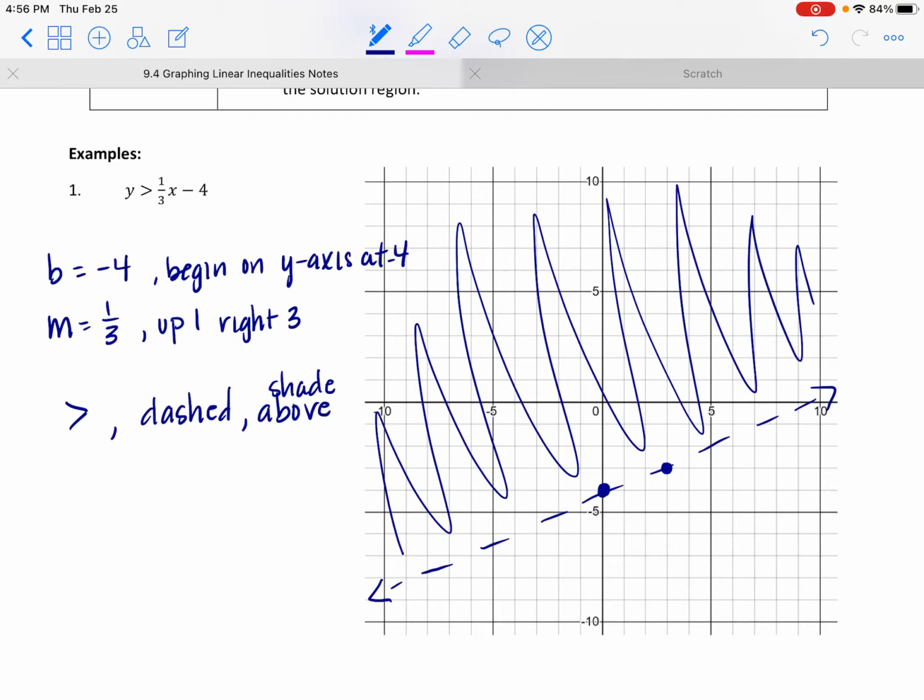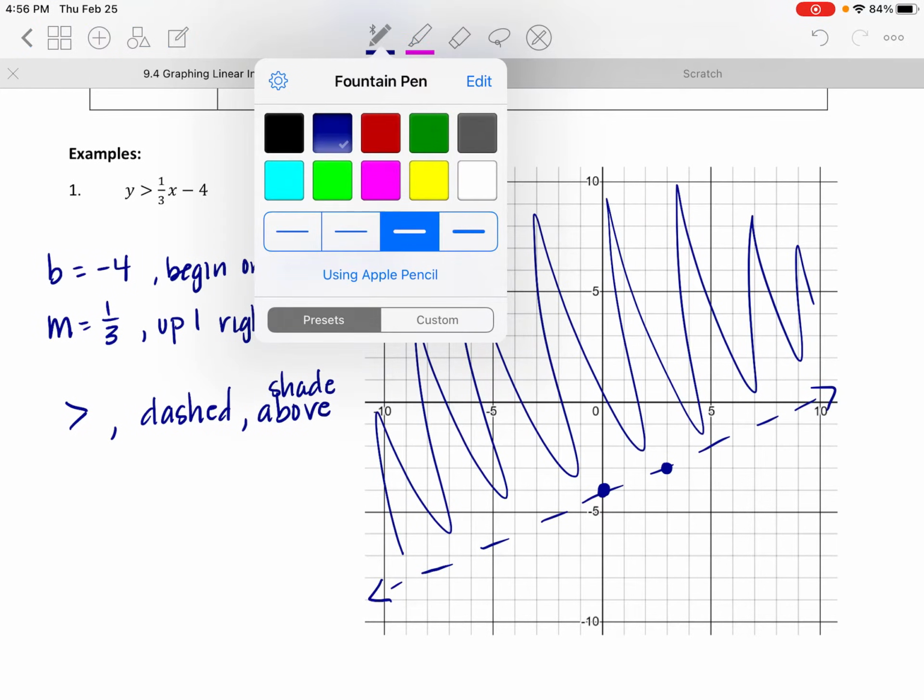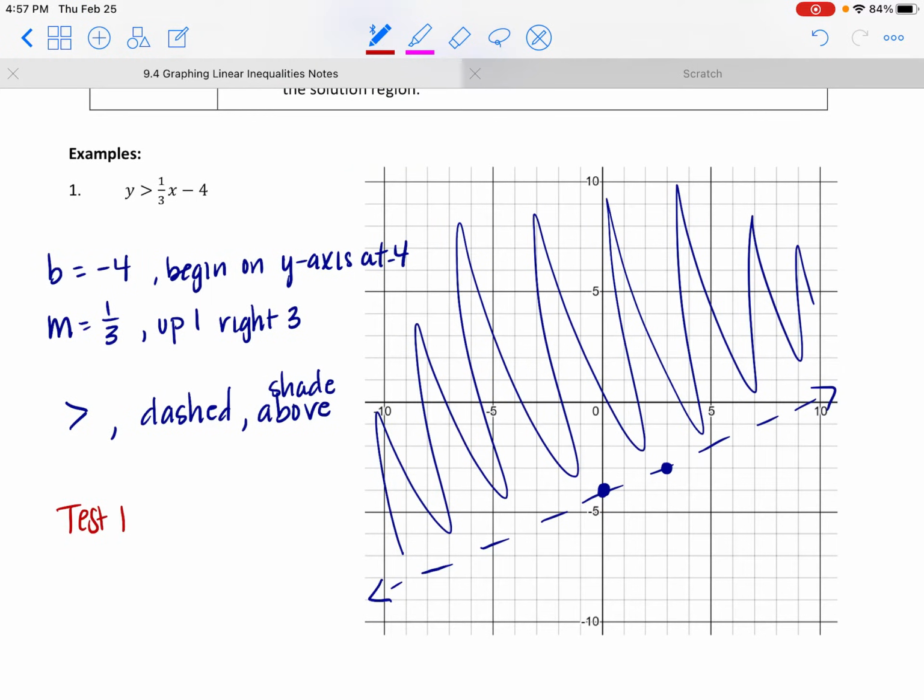So when we shade that, what we're saying is any point that's up there above that line is going to make that inequality true. So for instance, just so you can see this, I'm going to pick a test point in that region. Maybe I'm going to pick this point up here. It's clearly in the solution region, right? So I'm going to pick 0, 10. If I put 10 in for y and 0 in for x, I should get a true statement. Well, this ends up being 10 is greater than -4, which is absolutely true. So that should have been part of my shaded area.